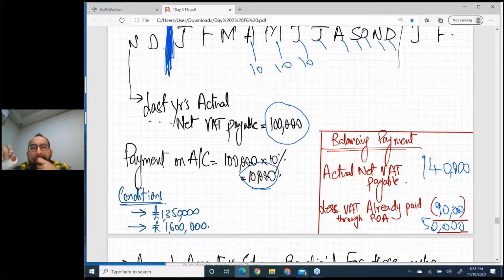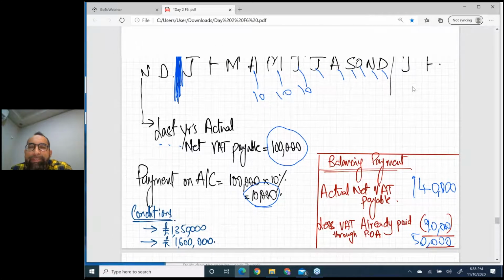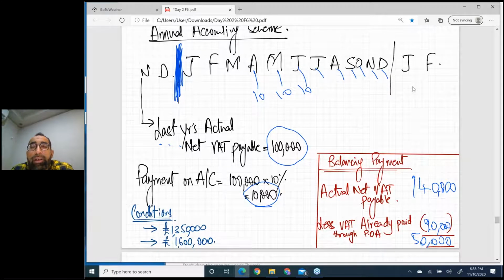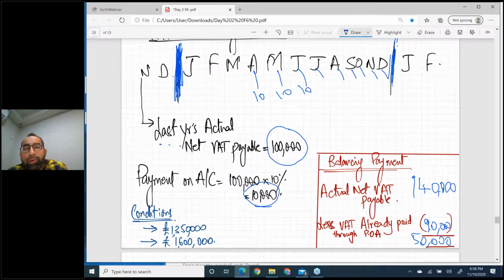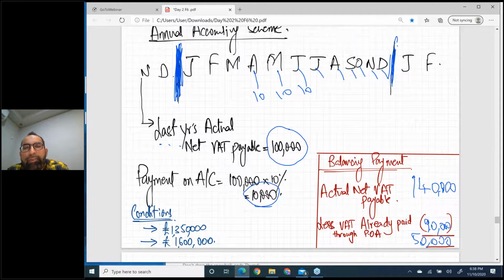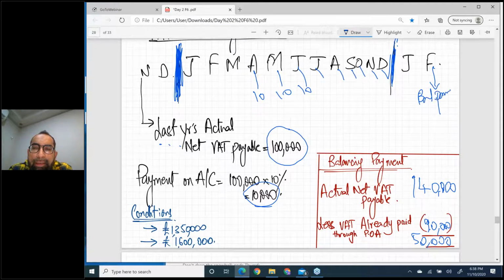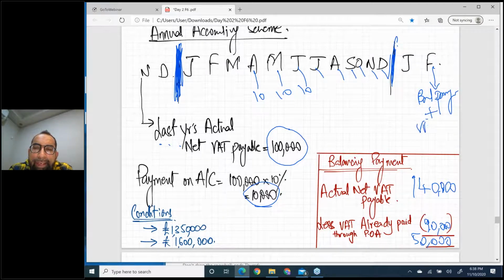Now students may ask, respected sir, kindly tell me what is the due date of this balancing payment. We joined the scheme in January. After completing 12 months, you have 2 months, that means by the end of February you have to pay the balancing payment plus the VAT return.